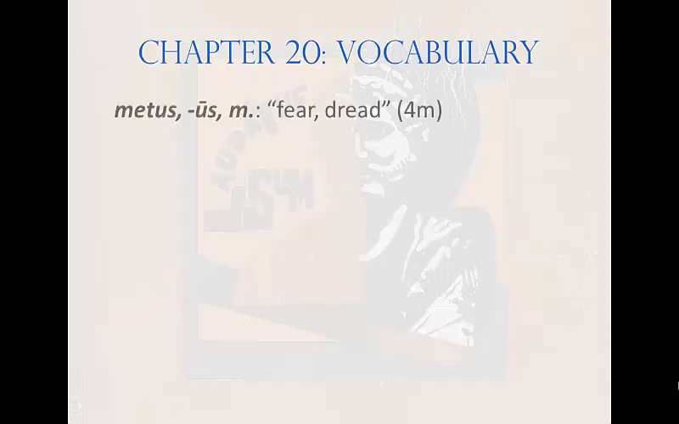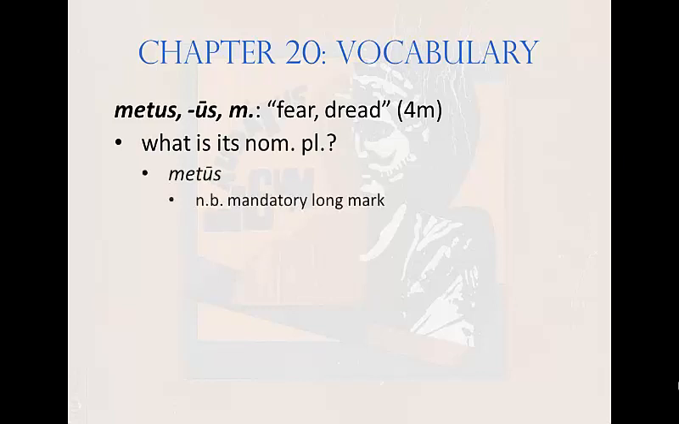The next word is metus, masculine, meaning fear or dread. It's a fourth declension masculine noun. What would be its nominative plural? That's right, metus. That long mark on the U is mandatory.